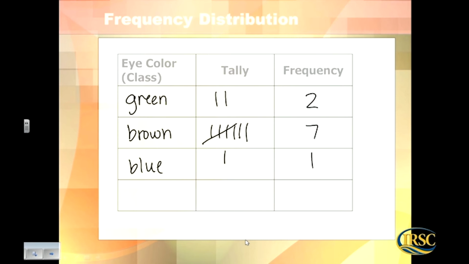So again, the tally column is up to you, whether you really want to have one or not. That's not necessary. It's just there in case you need it as a help. Okay, once you have a frequency distribution, you can also create visuals of your information.